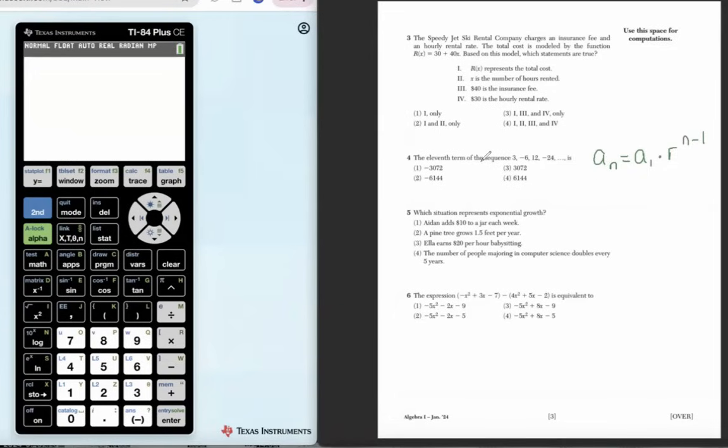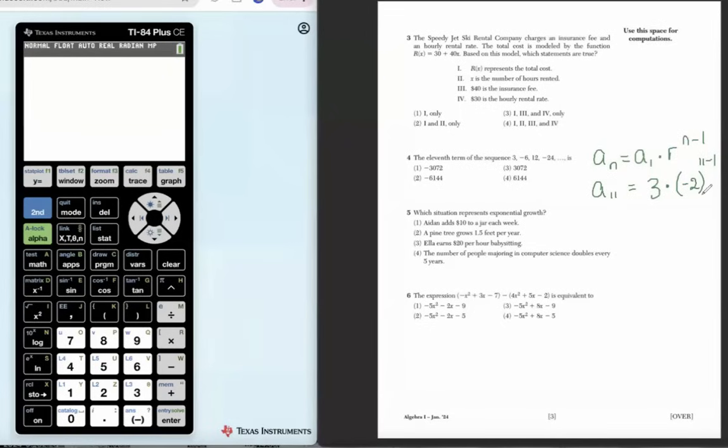Considering the problem is asking us to find the 11th term, we will have a sub 11 equals a sub 1, which is 3, times the common ratio, which we identified was -2, raised to the n minus 1. Since we're finding the 11th term, we're going to say 11 minus 1.